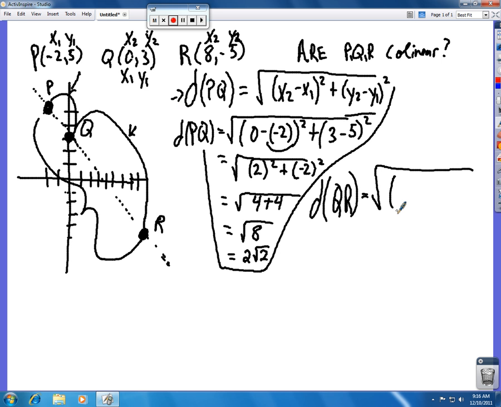So we've got x2, which is from R, 8 minus 0, this is squared, plus y2, which is from R, which is already negative, so it's negative 5 minus 3. So you're going to have 8 squared plus negative 8 squared.